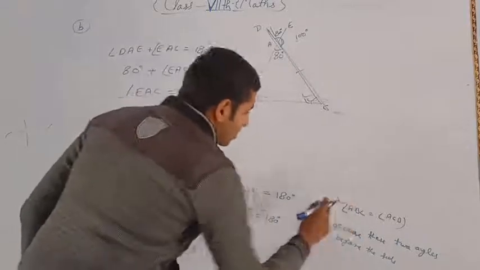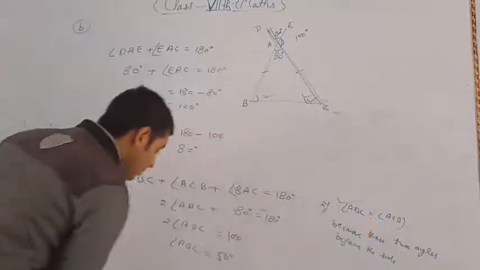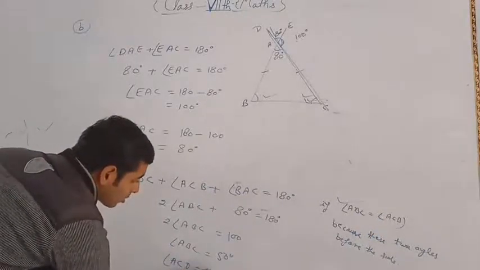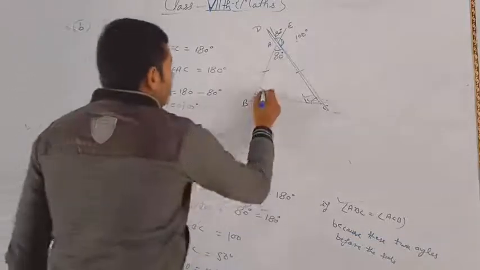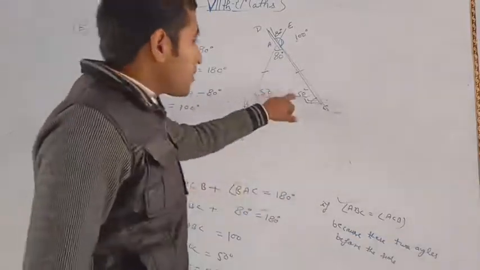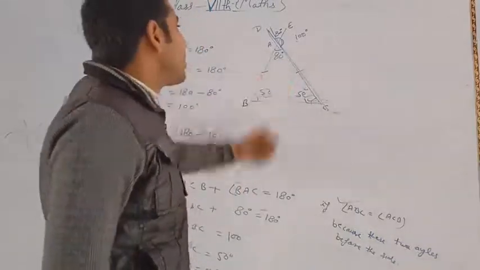From here we find that if angle ABC is equal to angle ACB, then angle ACB is also 50 degrees. So this is 50 degrees and this is also 50 degrees. So 50 plus 50 plus 80 is equal to 180 degrees. This is the property of any triangle.